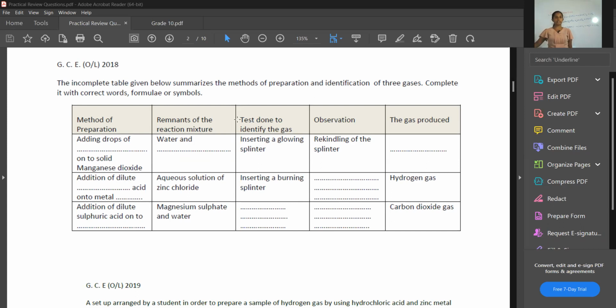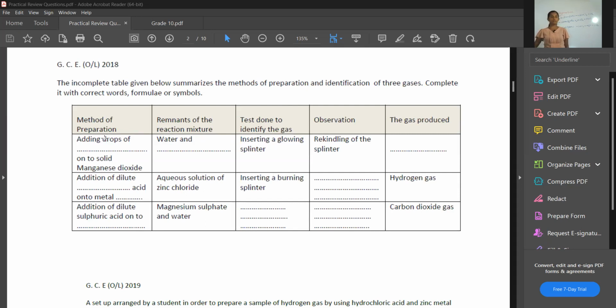The test to identify is given: inserting a glowing splinter. That is the hint that we are given. And the observation is also given: rekindling of the splinter. Then very easily we can identify the gas. If we introduce a glowing splinter and it rekindles, the gas is oxygen. So we can complete this blank here: the gas produced is oxygen.